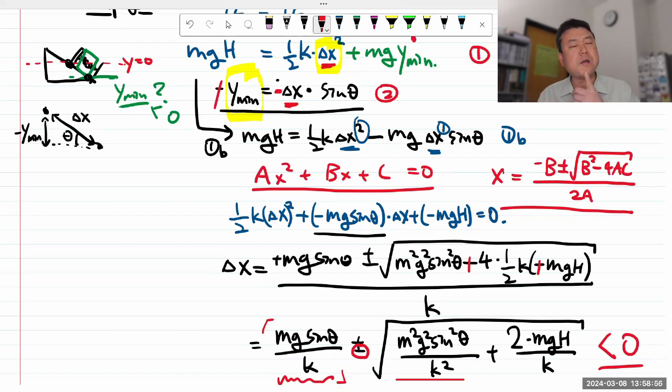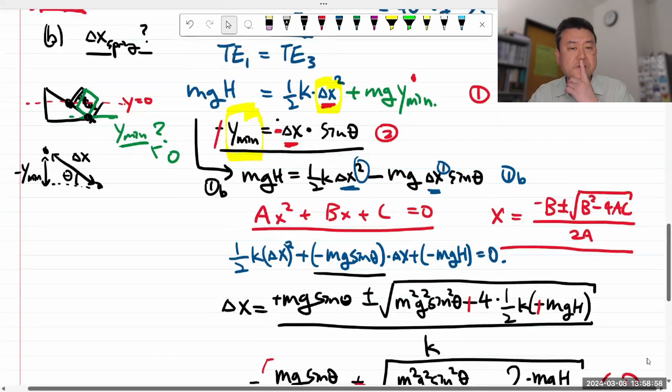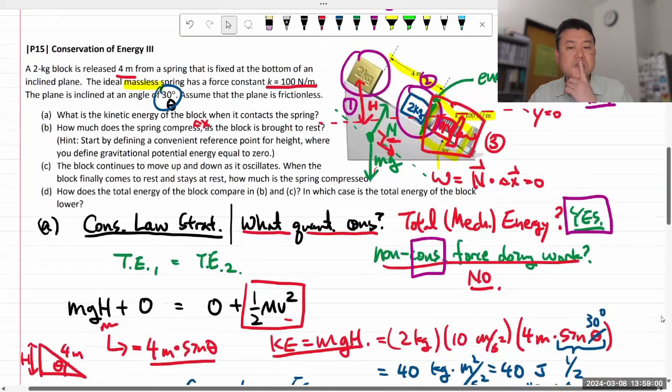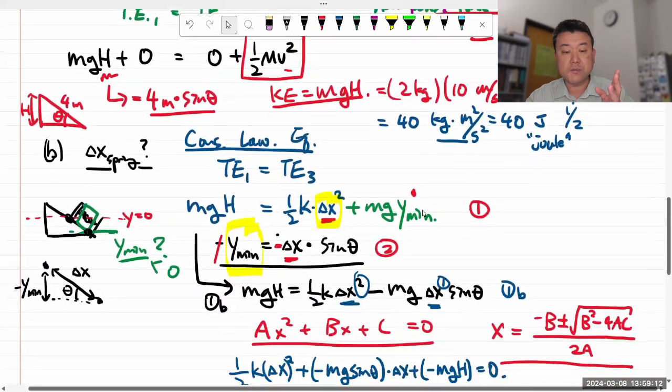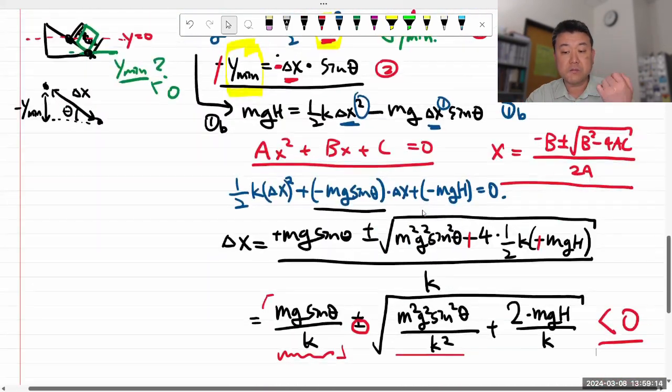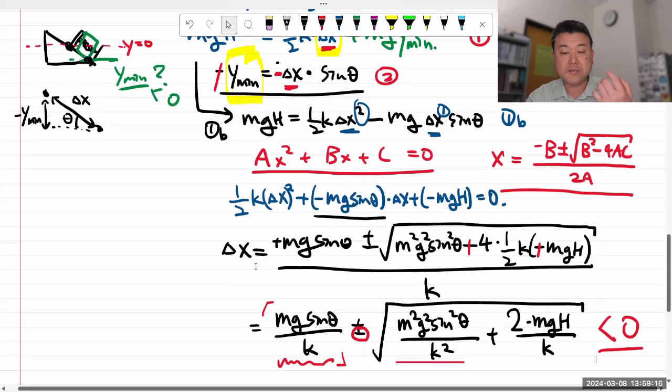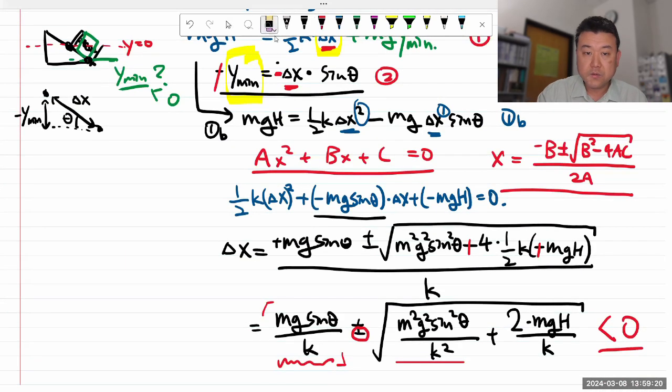So that must be what you are able to obtain if this happened. As the block slid down, it kind of hooked with the spring, and after compressing it all the way down, then it bounces back. And whatever height it reaches would be described by delta x in the negative direction. We don't want that, which is why we are going with the positive sign, plus.